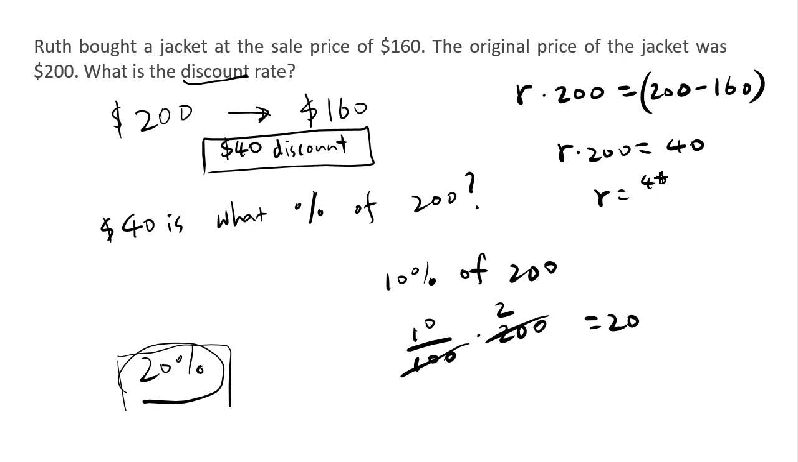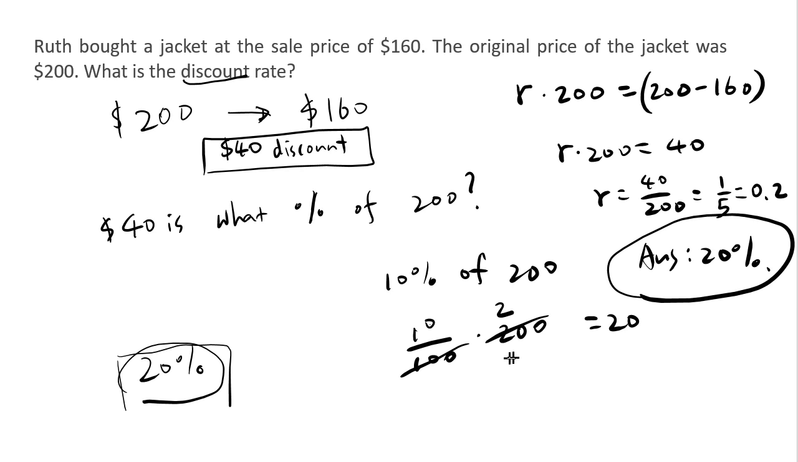R is 40 over 200, just like before, which is 1/5, or you can calculate this to see that this is 0.2, so the answer is 20%. Okay, so that's another way to get this, actually by solving an equation. I think this is more intuitive.